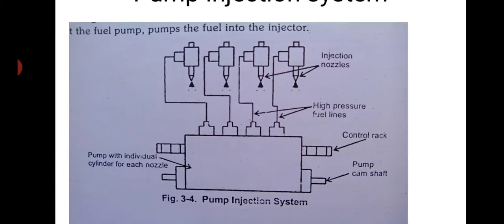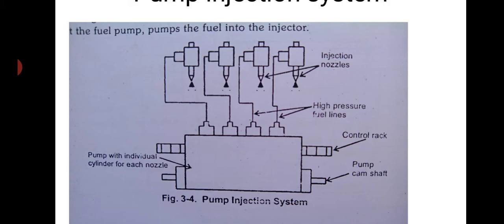For each individual cylinder there is an individual pump inside, like a pump with individual cylinder for each nozzle. So for each cylinder there is a nozzle, and for each nozzle there is an individual pump. To run this pump you have got a camshaft drive. This camshaft drive rotates and it drives the pump. This pump develops around 200-250 bar pressure, and there is a control rack. You can see the rack on the top. This is to control the fuel flow, either to increase or reduce the fuel flow.